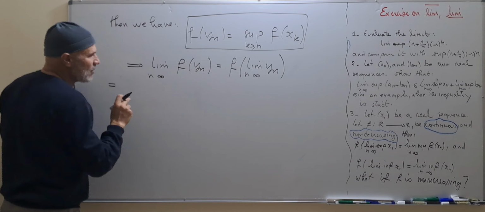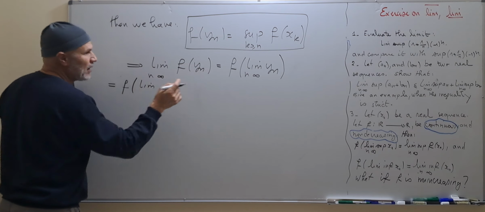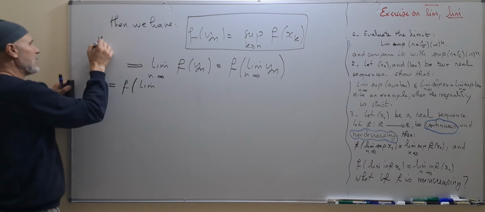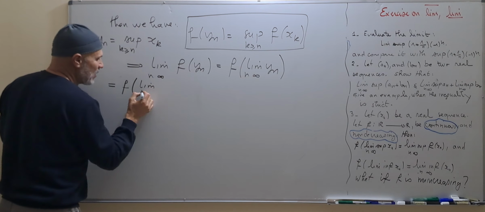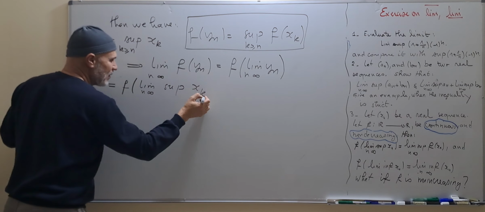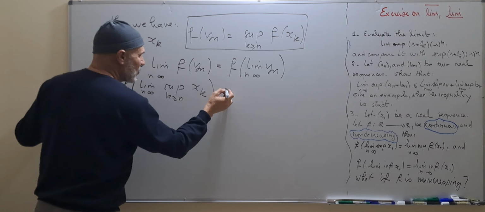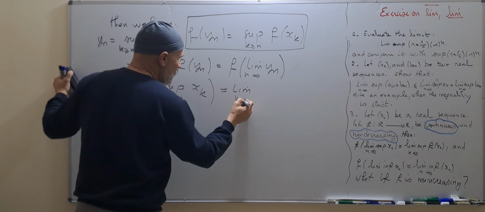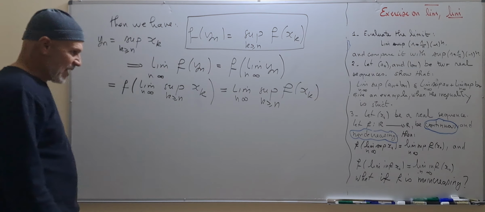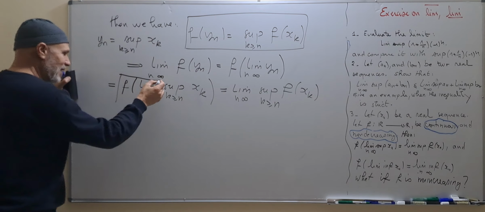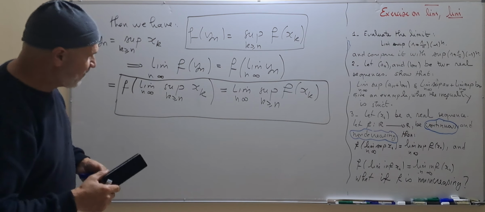This one, f is continuous. This means that it is equal to f of the limit of yn, and xn is equal to the sup of xk, k greater than or equal to n. So the limit as n goes to plus infinity of the sup of xk, k greater than or equal to n, is on this side, and on the second side, the limit when n goes to plus infinity of the sup of f of xk, k greater than or equal to n. This is exactly what we were supposed to prove. This one.